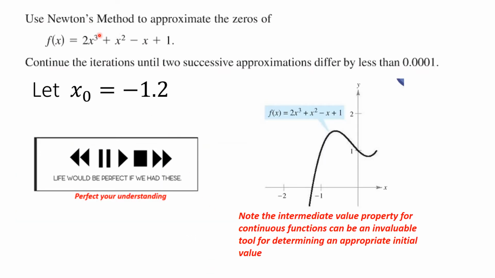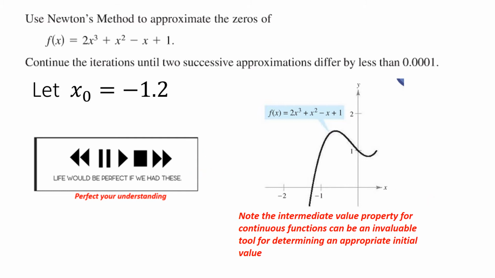Here's another problem for you. Use Newton's method to approximate the zeros of this cubic polynomial. And here's kind of a graph, but you can see that if you take minus 1, it's going to be positive. If you take minus 2, it's negative. And I'm just going to suggest that your first step is going to be minus 1.2, which is somewhere near the root. And again, note we're using the intermediate value property for continuous functions to help us figure out what might be an appropriate guess. You know what to do.